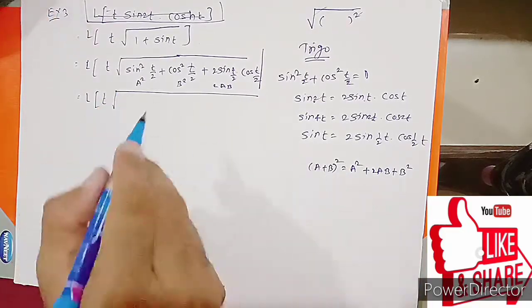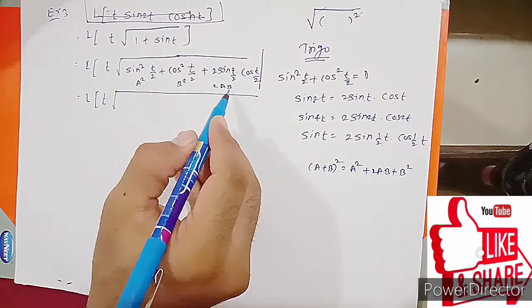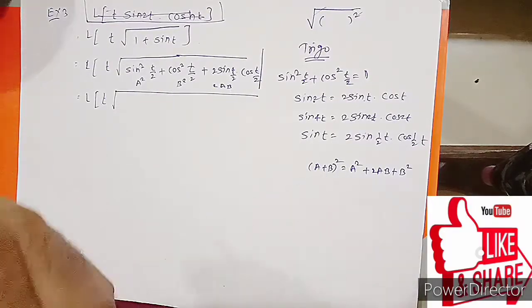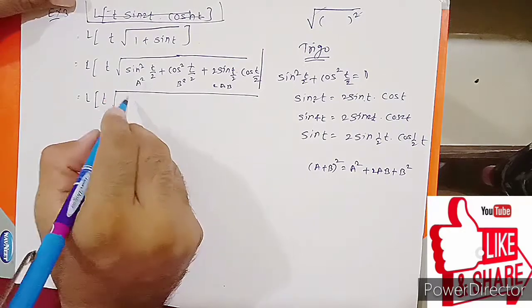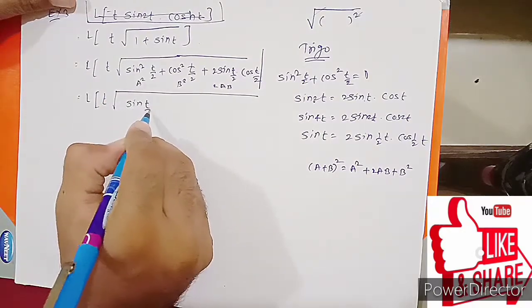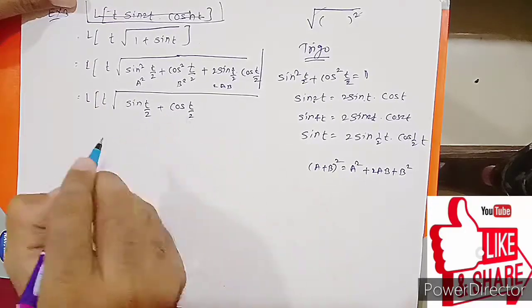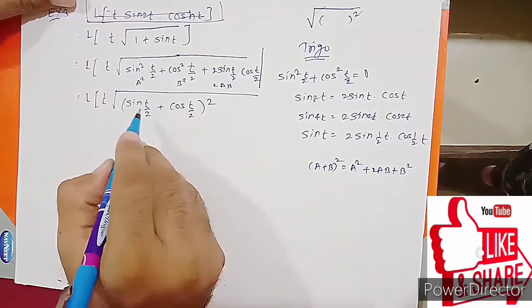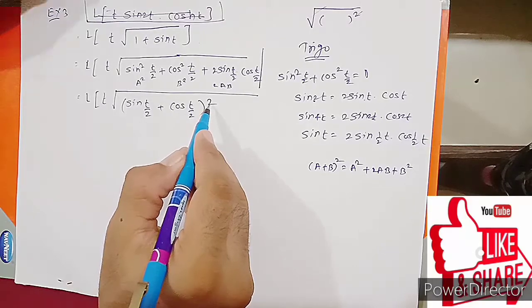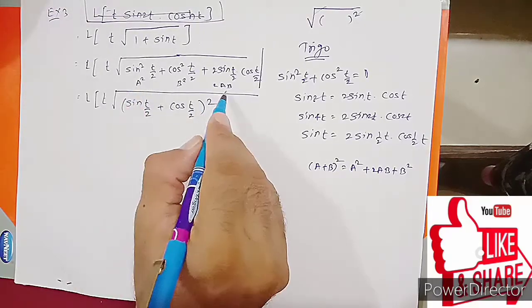तो यहाँ पे हम a plus b bracket square, मतलब यहाँ पे a square plus b square plus 2ab के बदले हम (a plus b) bracket square we can write. So what is the a here? sin t/2. What is the b here? cos t/2 whole square. That means (a plus b) bracket square, expansion is a square plus 2ab plus b square.